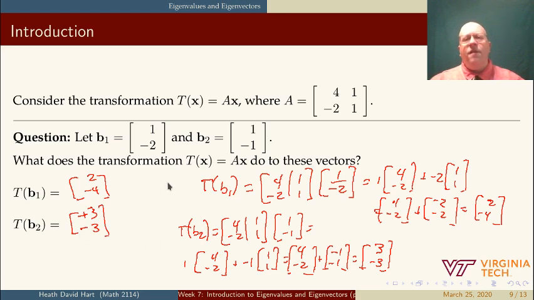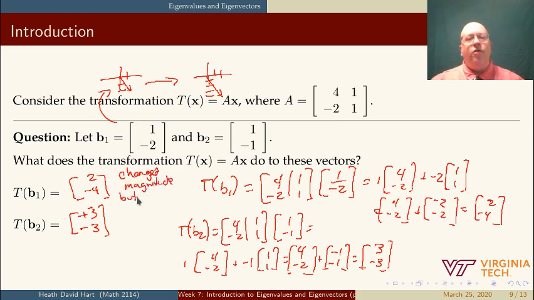But what happened to these vectors? This vector, 1, negative 2, looks like so. And it transformed into the vector 2, negative 4, which looks like this. B1 changed magnitude, but not direction.